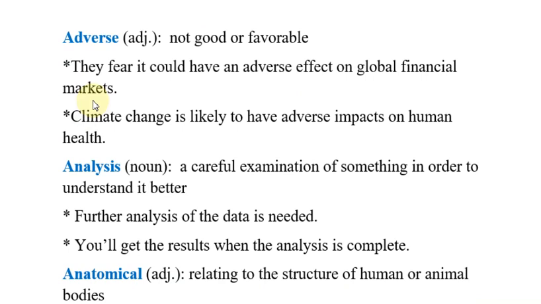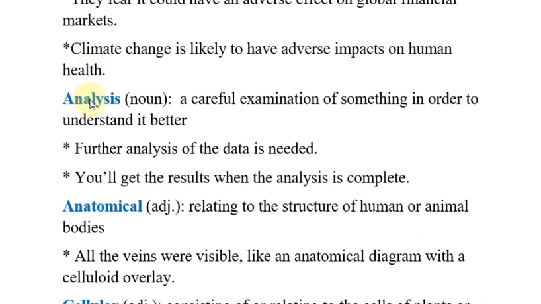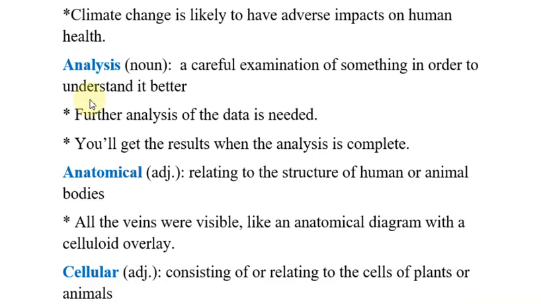The next word, which is a noun, is analysis. Analysis. A careful examination of something in order to understand it better. Further analysis of the data is needed. You'll get the results when the analysis is complete. The next word is anatomical. Anatomical, which is an adjective relating to the structure of human or animal bodies. All the veins were visible like an anatomical diagram with a celluloid overlay.